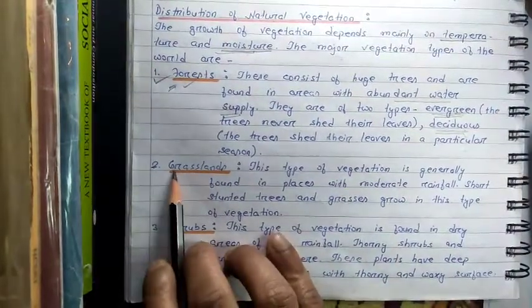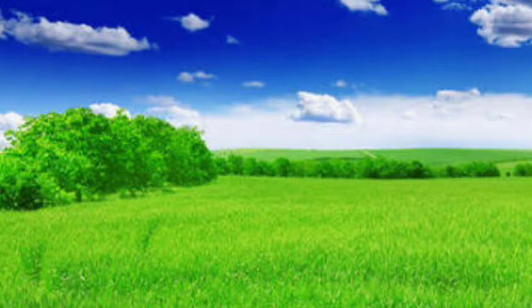The second one is grasslands. As the name suggests, in this type of vegetation we can find different types of grasses. This type of vegetation is generally found in places with moderate rainfall. If rainfall is maximum, we can find forest, and if rainfall is moderate, medium, not so high, not so low, there we can find the grasslands. Short stunted trees and grasses grow in this type of vegetation. Here we can find medium-sized plants and different types of grasses. About grasslands, in your next chapter, it is there in detail. We shall be discussing it in detail then.